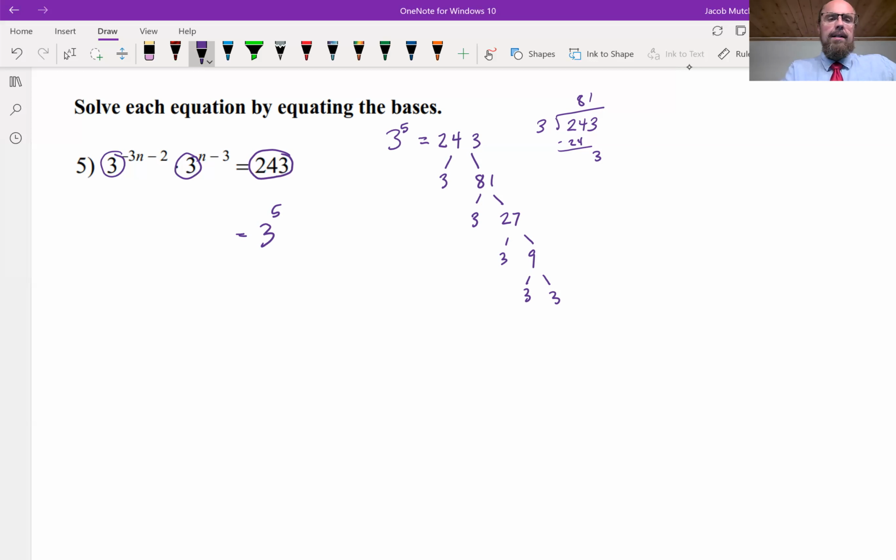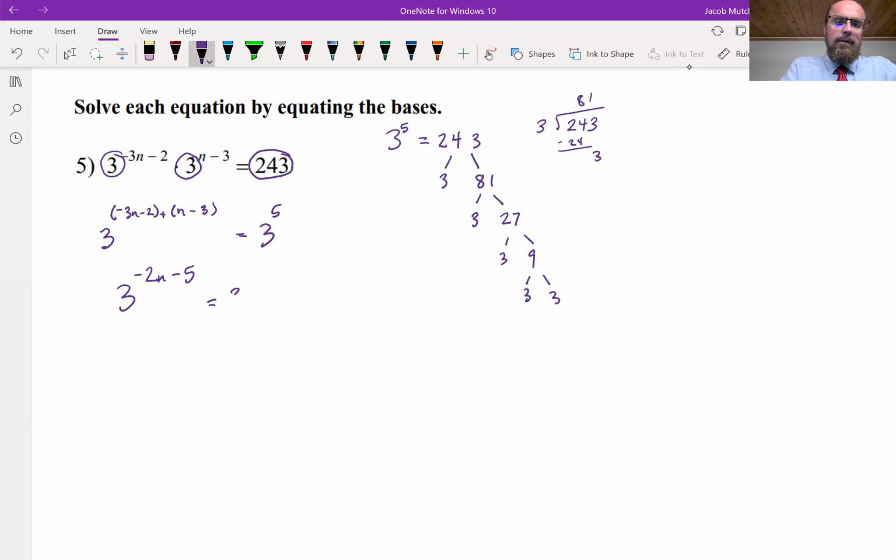On the left side, I need to combine these two bases of 3 to different powers. And remember, to combine two products where I've got the same base, different powers, I have to add the powers. So on the left side here, I'm going to get 3 to the power of negative 3n minus 2 plus n minus 3. So I'm going to add those two exponent statements up. And I could simplify that just combining like terms. Negative 3n plus n is negative 2n. Negative 2 plus negative 3 is negative 5.